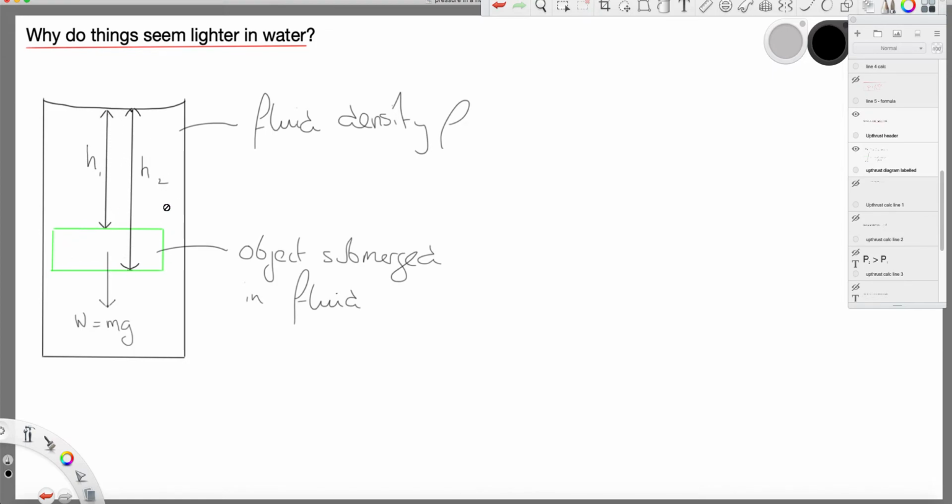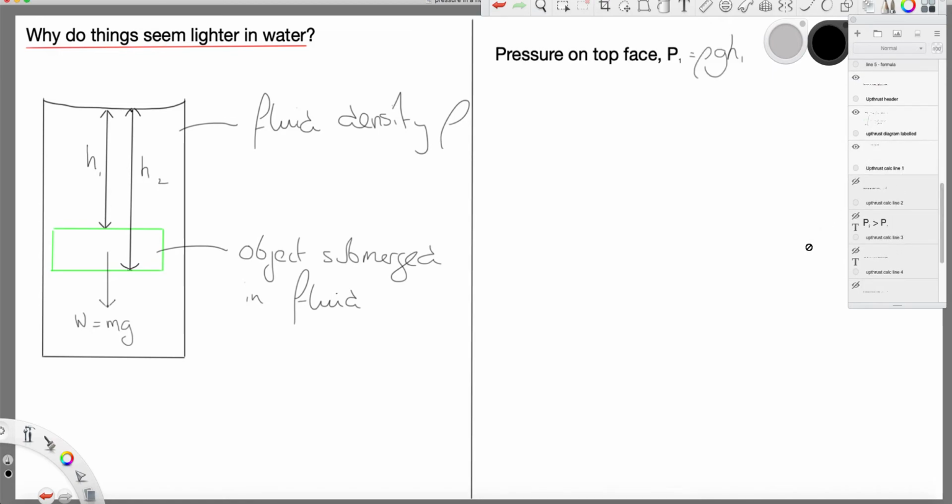We have the object in the fluid, density rho, at a depth. I'm going to call this H1 this time because I've got two depths, H1 and H2, for the top and the bottom surfaces. And overall, we want to consider the resultant force on this. So I've got the weight of the object in there too. The pressure on the top face, like we did before, is just the pressure at a depth, rho times g times h1. Pressure on the bottom face, rho times g times h2.